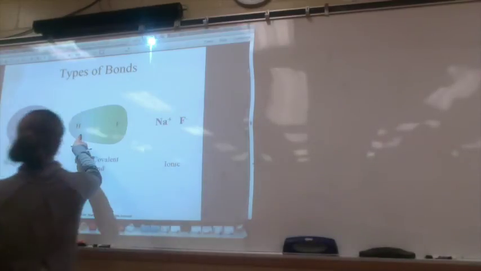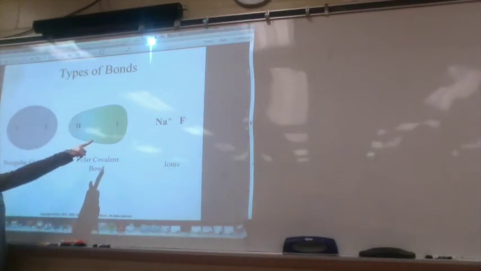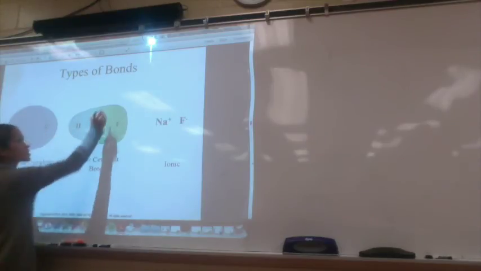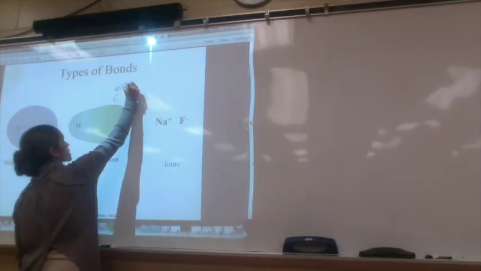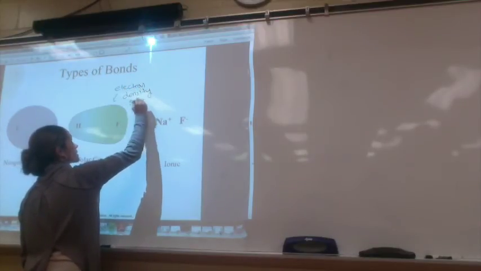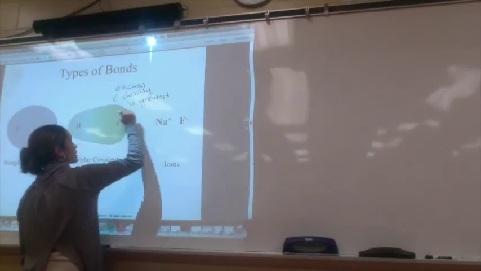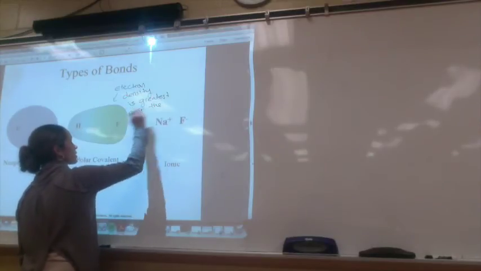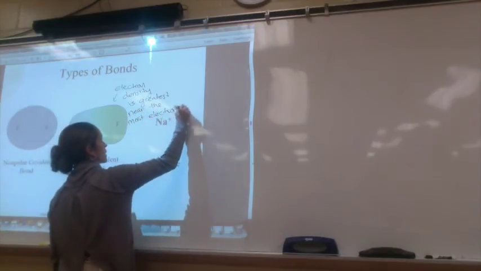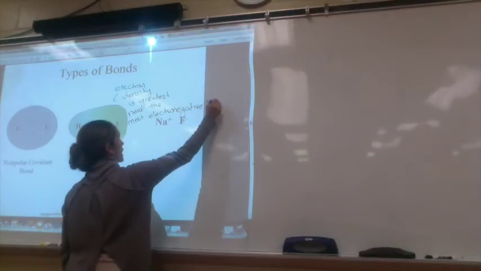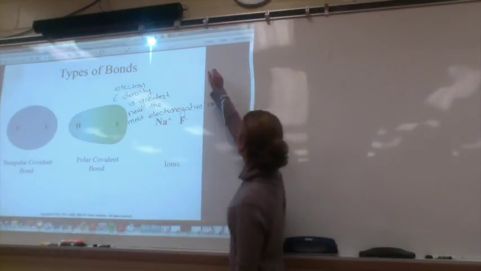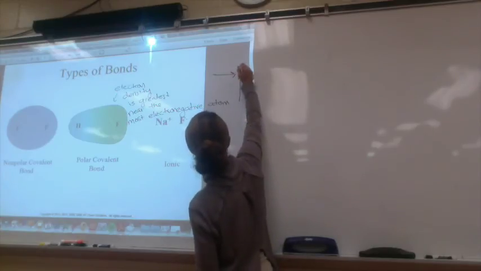Polar covalent, you're demonstrating here fluorine is more electronegative, so most of the electrons will spend their time near the fluorine atom. So electron density, and those are the words that they like you to use, electron density is greatest near the most electronegative atom. And how do we know which one's most electronegative? Because you look on the periodic table and you remind yourself that fluorine is the most electronegative.